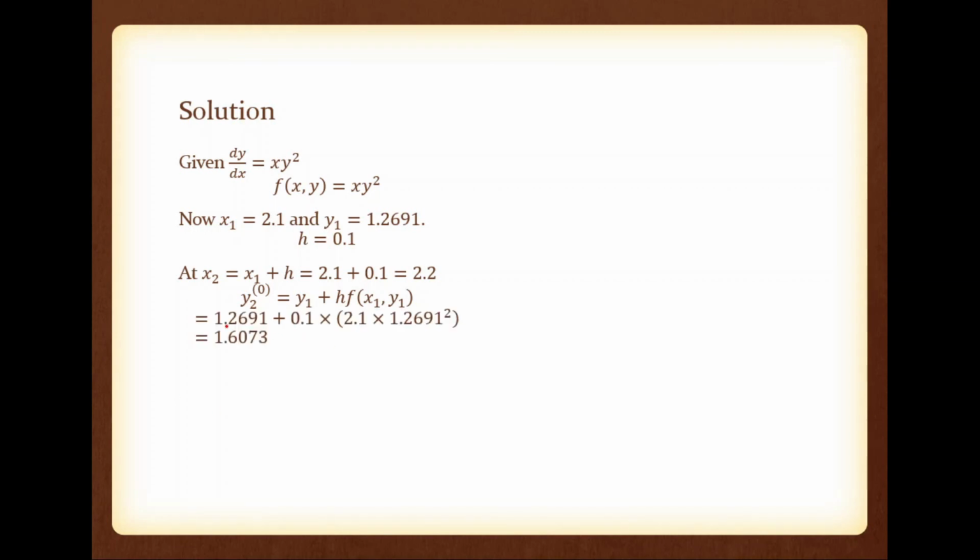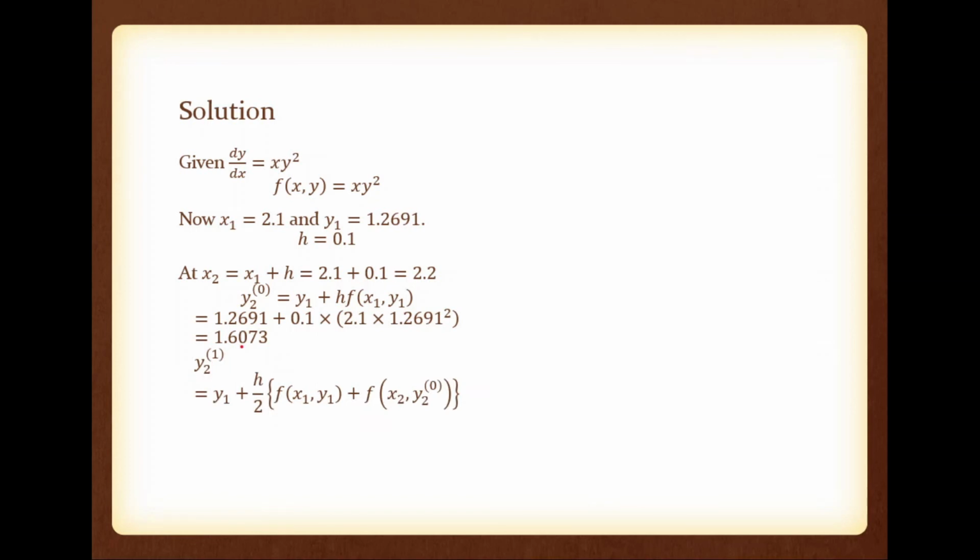So that is equal to 1.2691 plus 0.1 into 2.1, that is x, into 1.2691 square. So the answer is 1.6073. This one is a rounded value. So y2 is equal to 1.6073. This is taken as y2 of 0. Now by applying modified Euler's method, we have to modify this value. So what is y2 of 1?